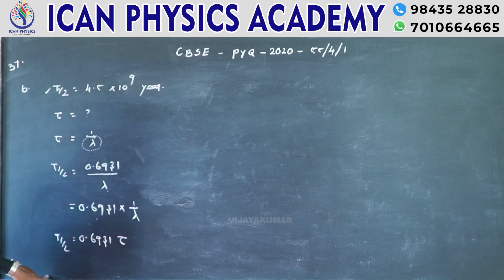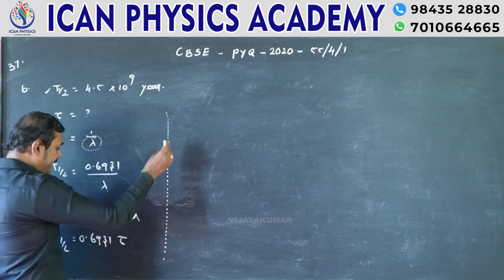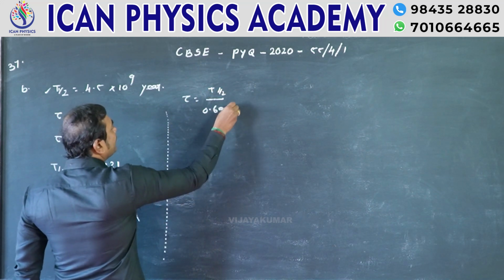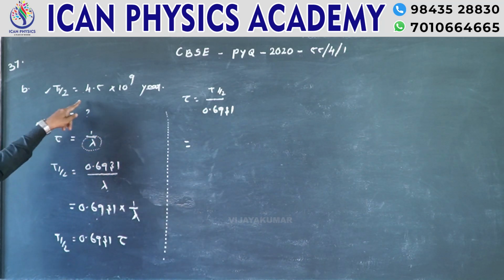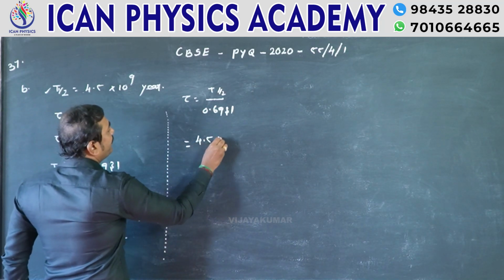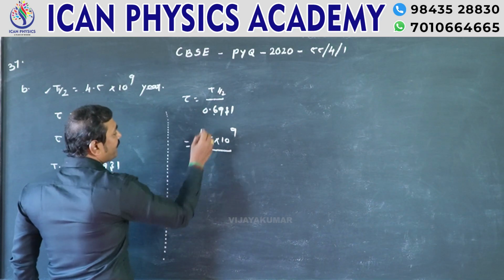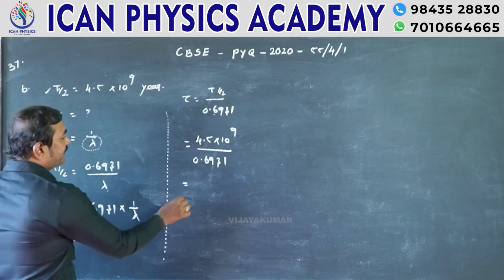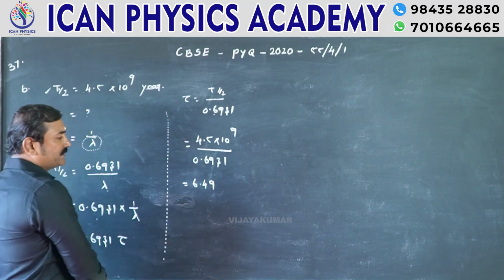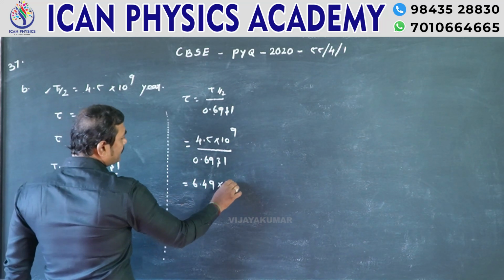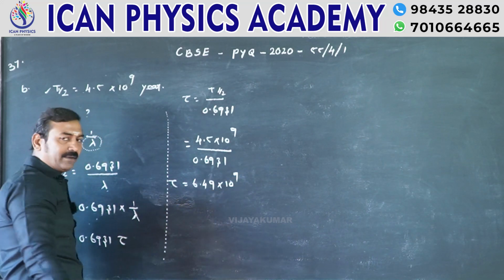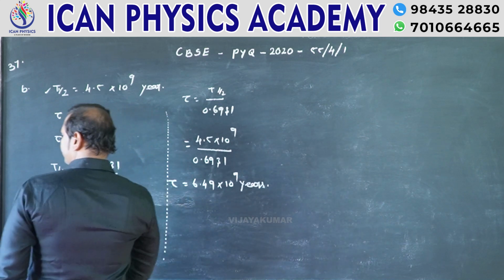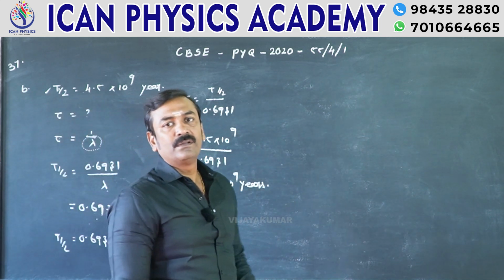Now the multiplication value comes to this side as division, so we get tau equal to T half divided by 0.6931. Now what is the value of T half? That is 4.5 into 10 to the power 9 divided by 0.6931. When you divide, we get 6.49 into 10 to the power 9. This much is the mean life, and it is in years.